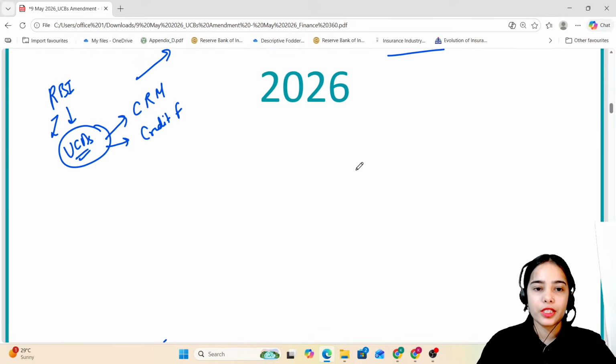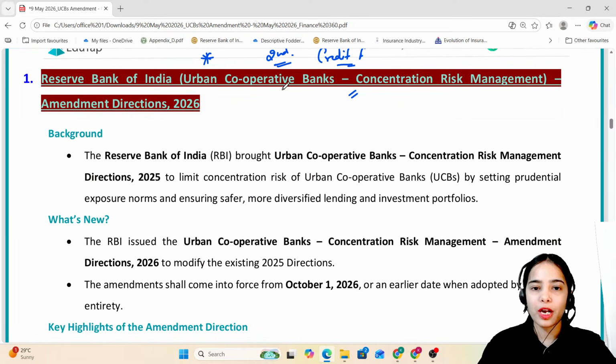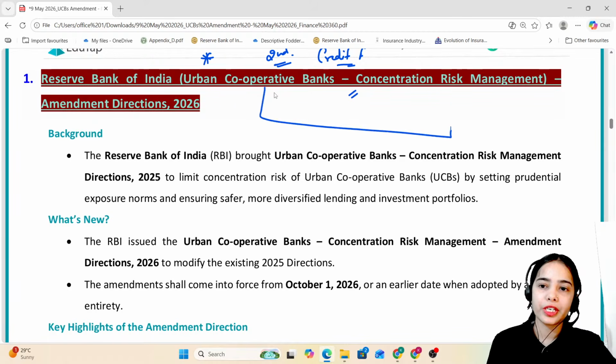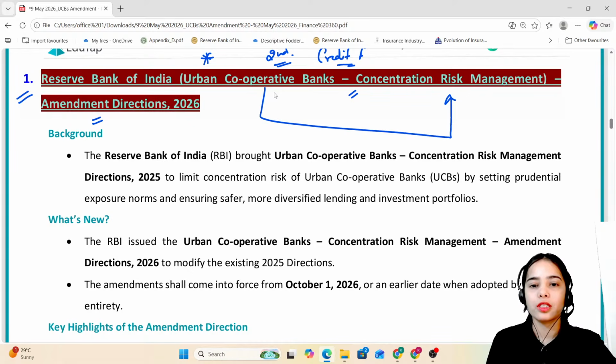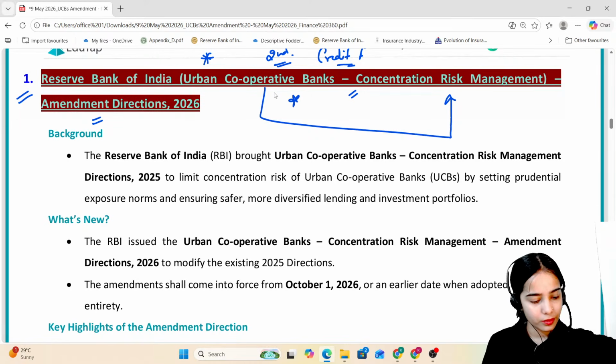This is your Reserve Bank of India Urban Cooperative Banks Concentration Risk Management Amendment Directions 2026. First, we are going to start with the Urban Cooperative Banks Concentration Risk Management Amendment Directions. Now, what is concentration risk?